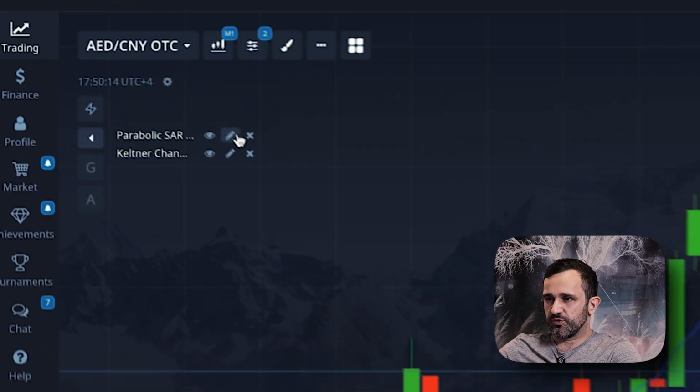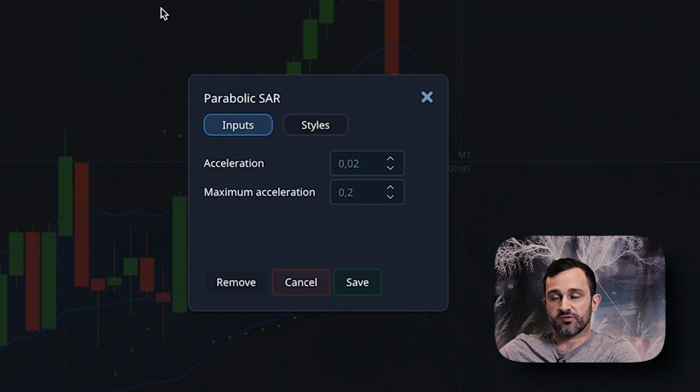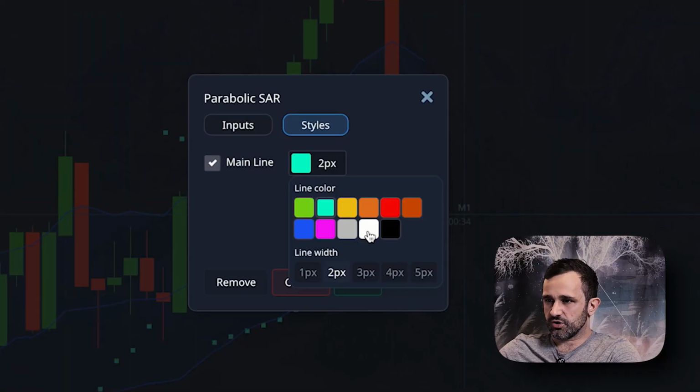Parabolic shows the direction of movement and the moment it changes in the form of dots. Acceleration 0.03 makes the dots more sensitive. Maximum acceleration 0.3 limits the sharpness of reversals. This way, the parabolic will be fast enough but not too jumpy. Style-wise, I set the dots to blue.